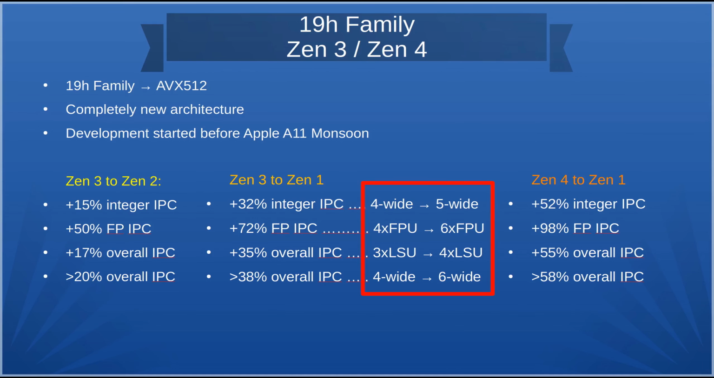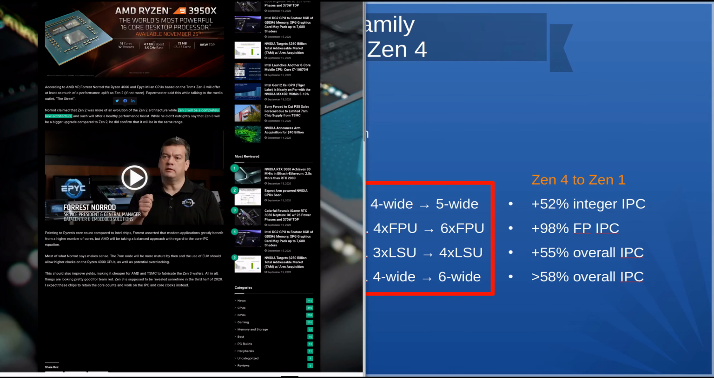Okay, so let's summarize what we know officially from AMD about the Zen 3 architecture. We do know that it's a completely new architecture. It was confirmed by Forrest Norrod from AMD. You can see here it's a completely new architecture. So this suggests that there will be bigger architectural changes.